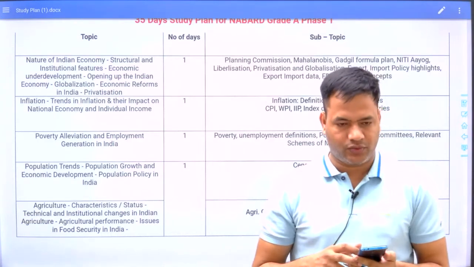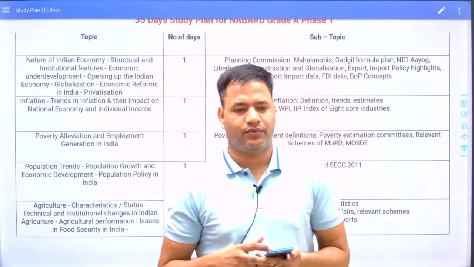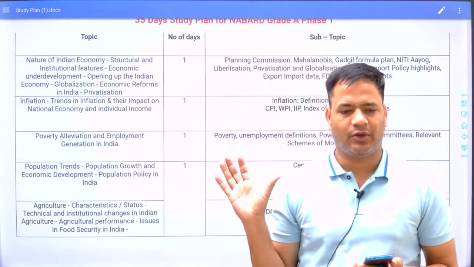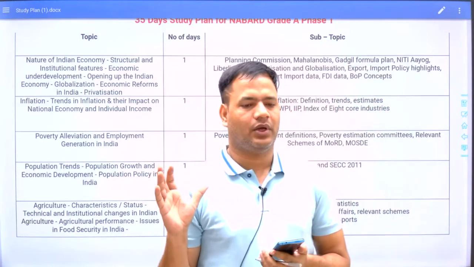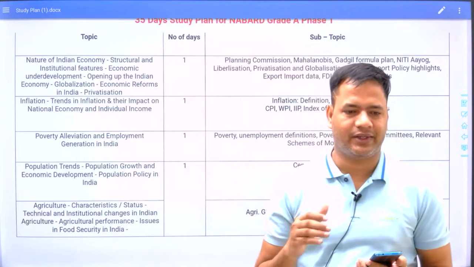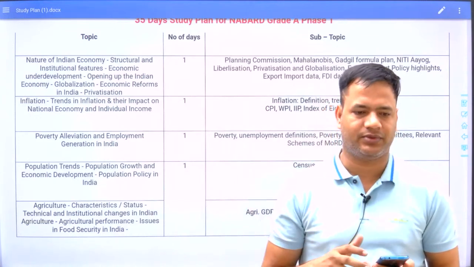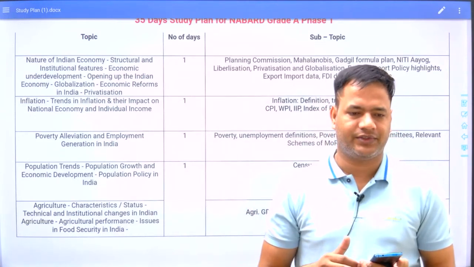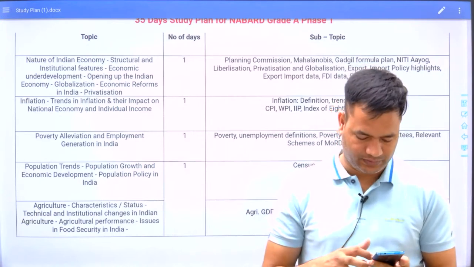For phase 1 and phase 2, currently I will suggest you to focus on phase 1, because this objective part will be prepared for phase 2. The objective part, that 50 marks paper, will be prepared from this preparation. You only have to target descriptive, and that can be done later on.